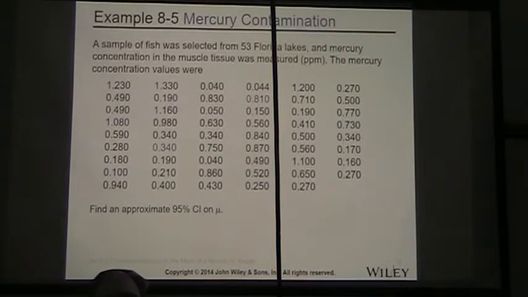All right, then they give us this example, 8-5 of mercury contamination. A sample of fish was selected from 53 Florida lakes, and mercury concentration in the muscle tissue was measured in parts per million. The mercury concentration values were, well, forget it. I'm not reading you the mercury concentration values. They want us to find an approximate 95% confidence interval on mu.